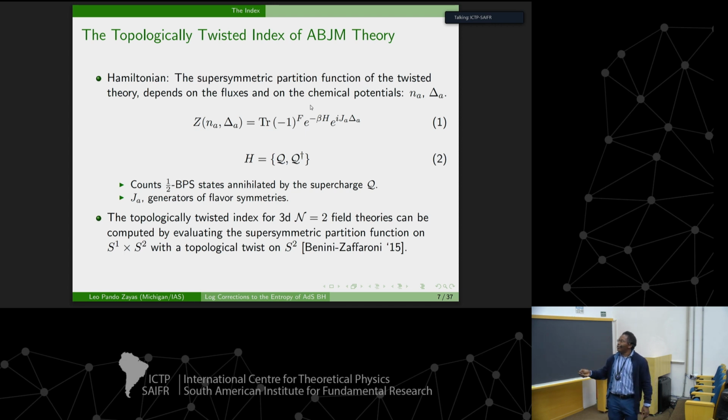But what we can do is to use the Lagrangian formulation, and then this formula is going to be computed by the path integral on this space, S1 cross S2, with some topological twist along S2. And again, I'm thankful that all this was introduced in talks not only by Nikolai, but also Dario, etc. Okay, this is a fairly standard story in the field.